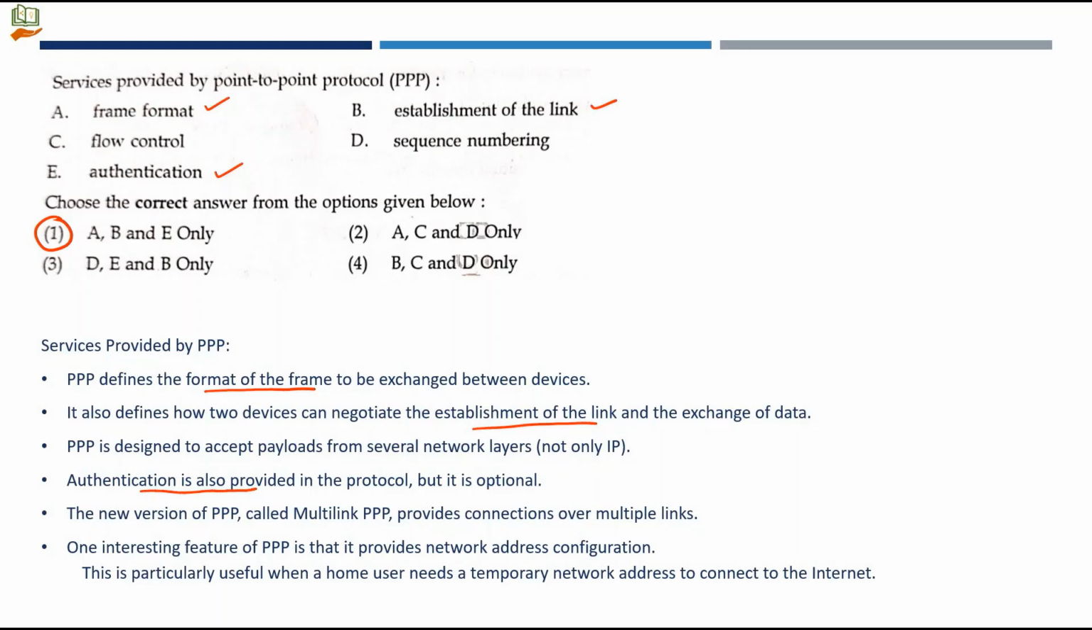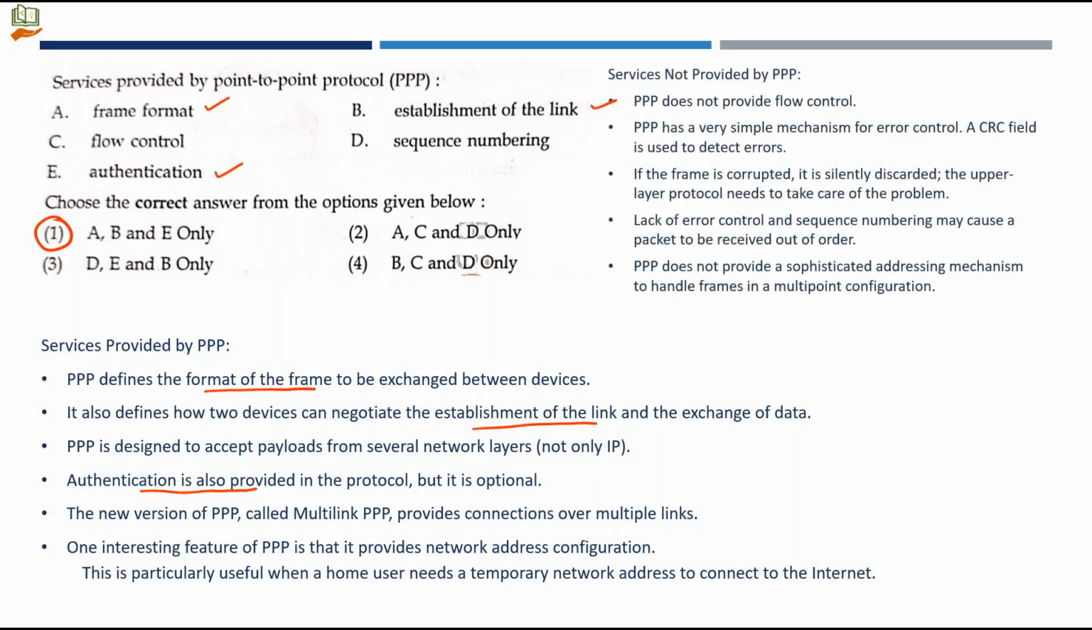Along with C and D, there are also services that are not provided by point-to-point protocol. Here the question is asking for the services. Another question may turn up in any other question paper asking which of the services are not provided. So for that question, these points will be useful for you. It does not provide flow control. This is what option C is about.